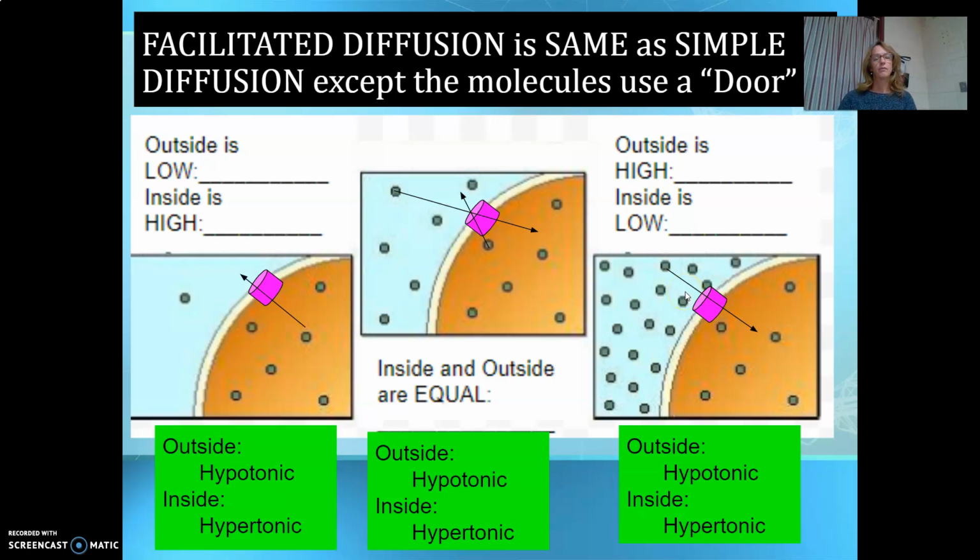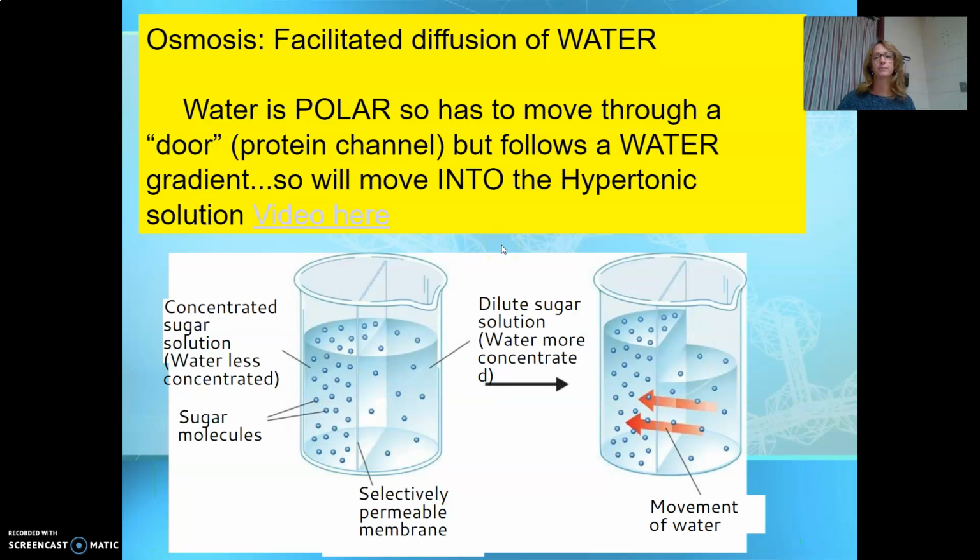So diffusion is always low energy or no energy. It always goes where particles are needed. If it's simple, it's because they're tiny and they match the membrane or they're nonpolar. If it's facilitated, it's because they're bigger or they are charged so they can't go through the membrane. They have to go through a door.